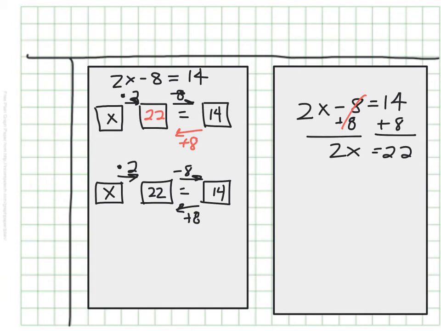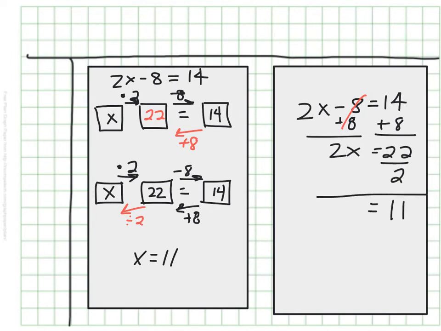And coming back to the backtracking side, I know my next step would be to do the inverse of multiplying by 2. So I would divide by 2, and 22 divided by 2 would leave me x equals 11. That's what I would get. Back over on my standard form, I still want to do the same thing. I still want to do 22 divided by 2, and of course that still gets me 11.